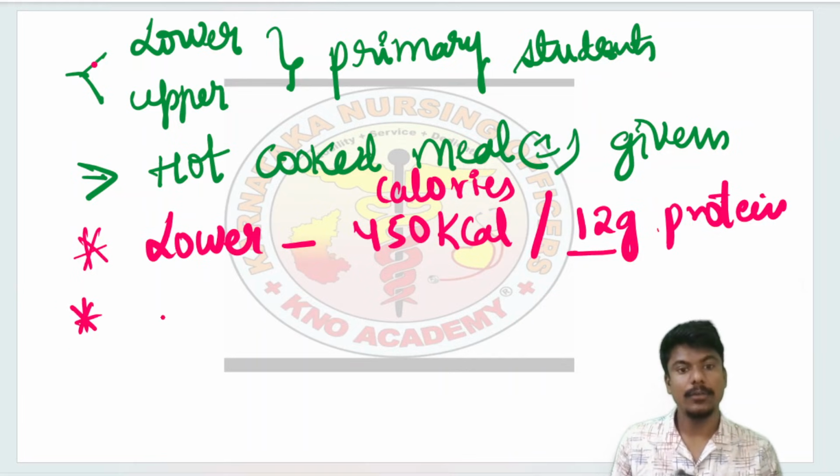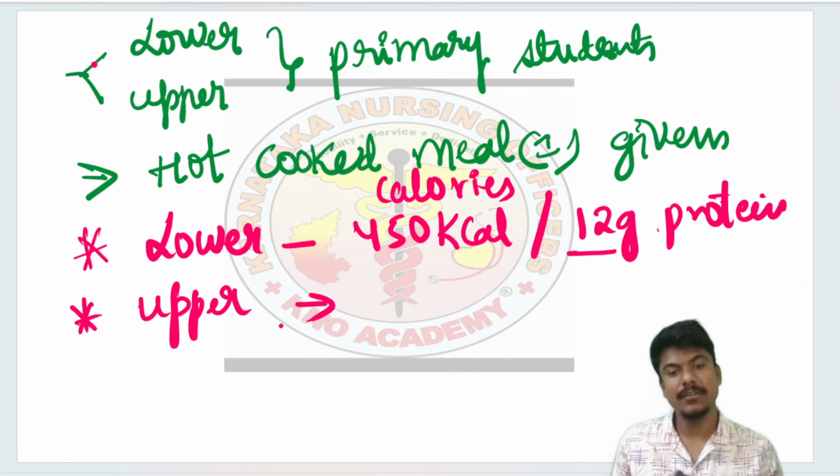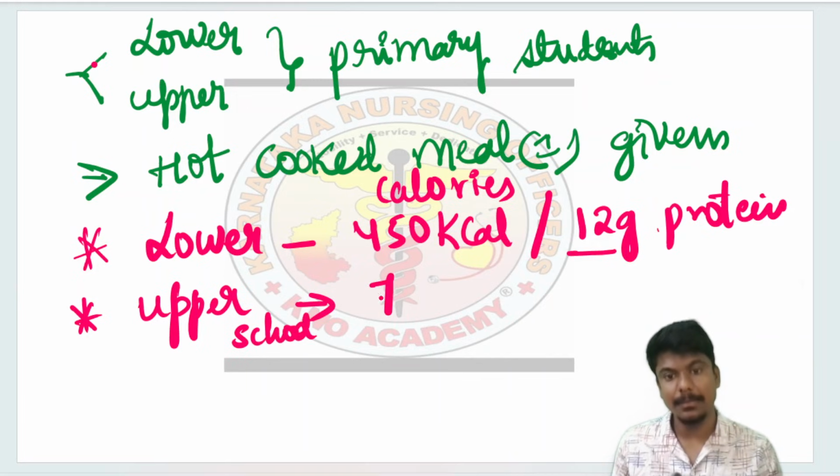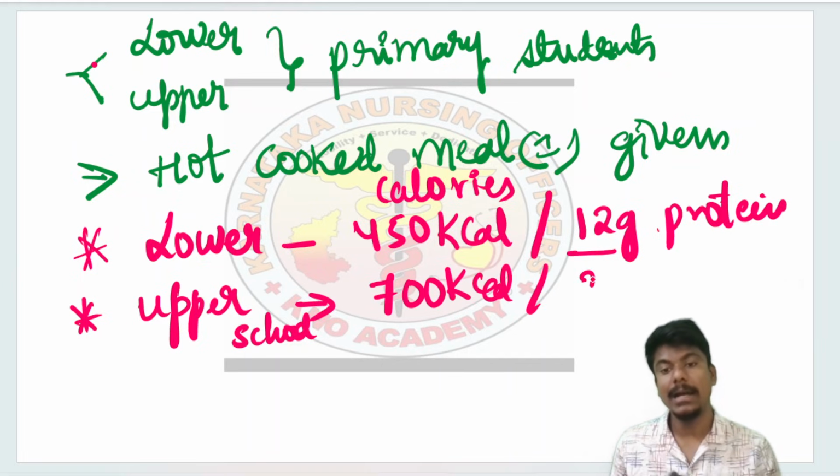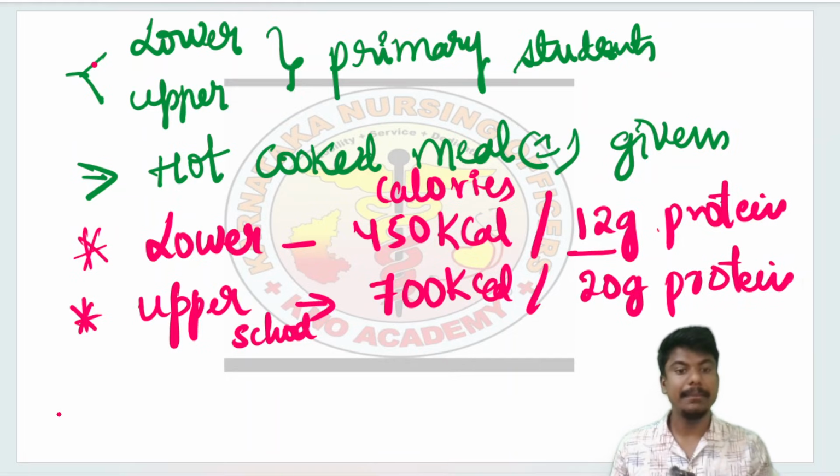And for upper primary school children, they will give more calories, 700 kilocalories because the need will be more, and 20 gram protein is given by the midday meal program.